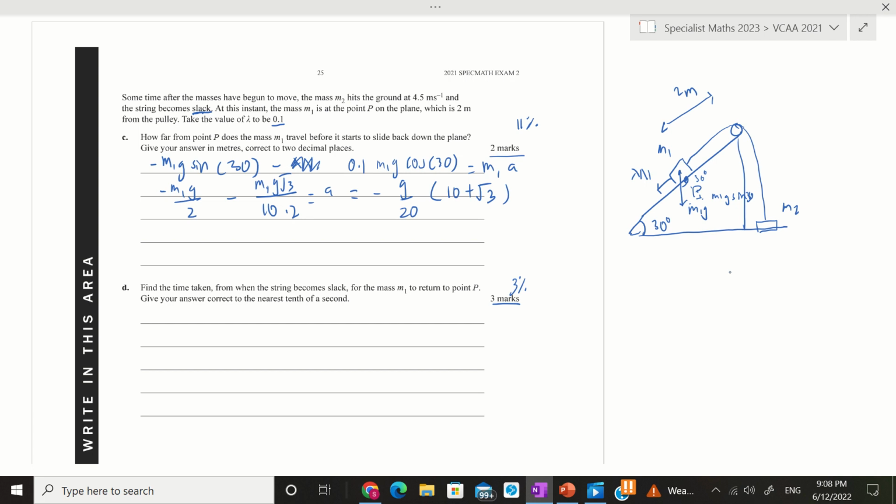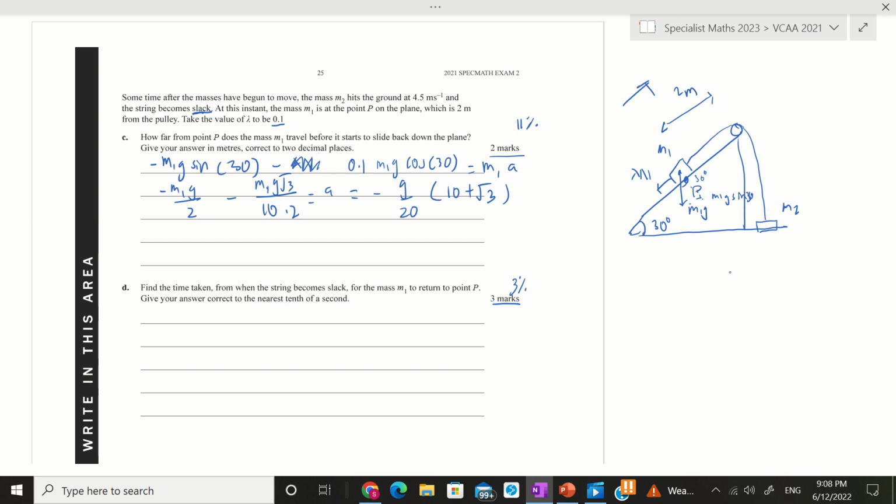Hence, if we consider going up the plane to be the positive direction, then the acceleration and the forces are forcing the mass to go back down the plane, which is why acceleration is negative. Anyway, that's our value for acceleration. What can we do now?